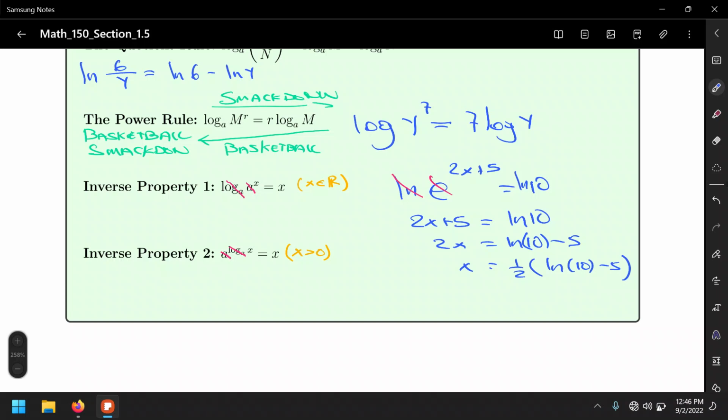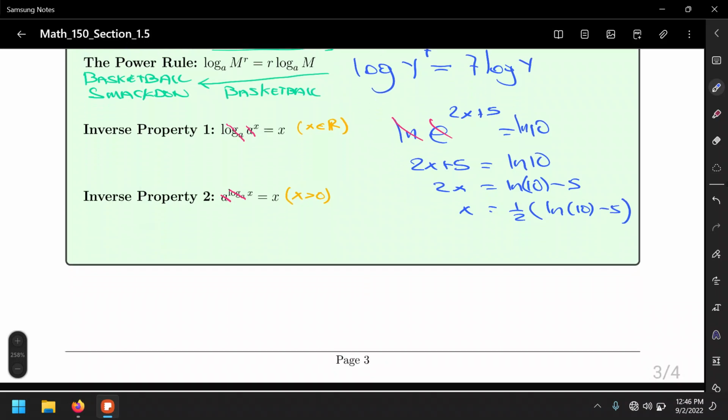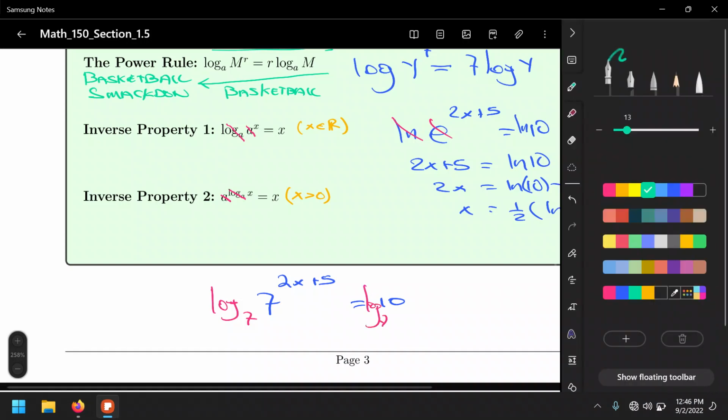Now let me change the equation, just make it slightly different. What if we had instead 7 to the 2x plus 5 equals 10? Someone else give me an answer, what to do first. Yes, the log of 7. In this case, not the natural log, because the natural log is a logarithm on a base e. So we need to take a logarithm on both sides on a base 7. This way we can cancel these two, and we will be working with a logarithm on a base 7.